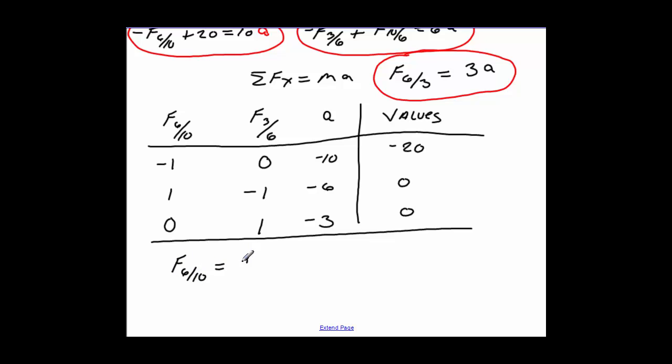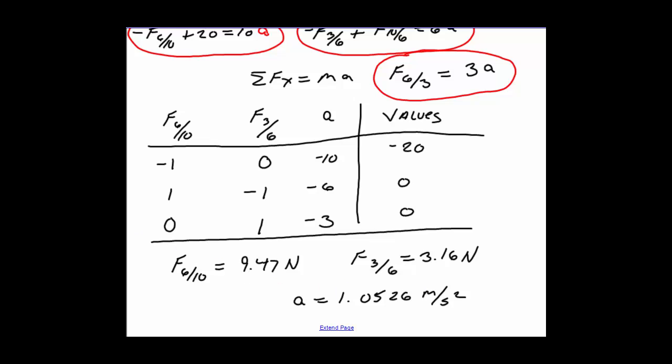Okay, so now when I run the numbers, what I get is F6/10 is equal to 9.47 newtons. I get F of 3/6 is going to equal 3.16 newtons, and I get my acceleration is equal to 1.0526 meters per second squared.